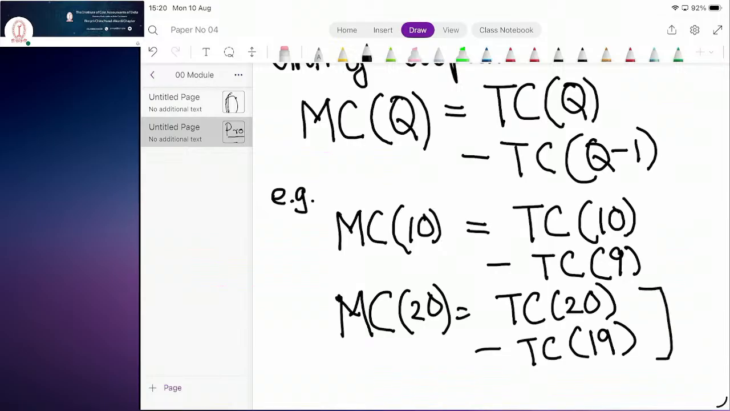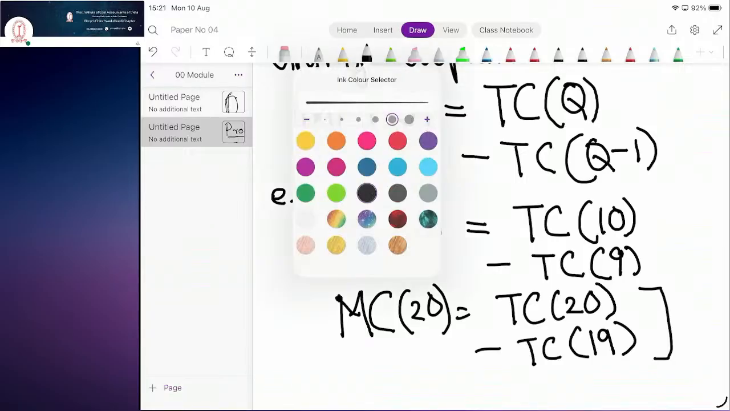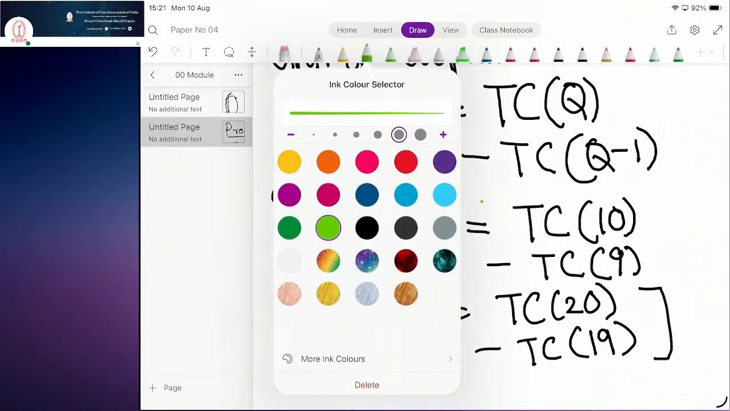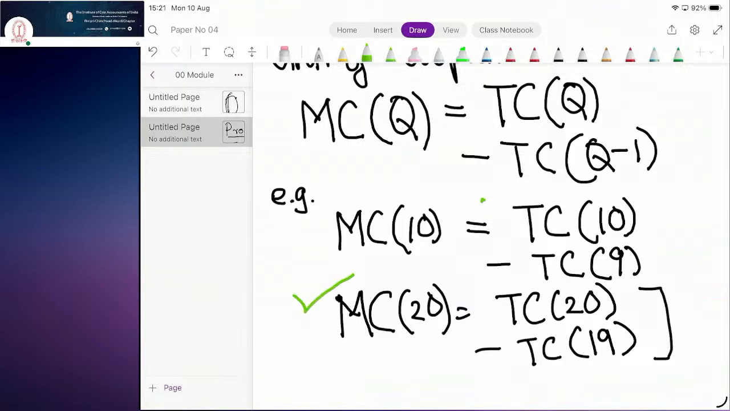Who all agree with this answer? That it's a correct expression? Anybody thinks this is a wrong expression? Anybody thinks there's a mistake in what she is telling? No, right? This is absolutely correct expression. It could have been a different number than 20.